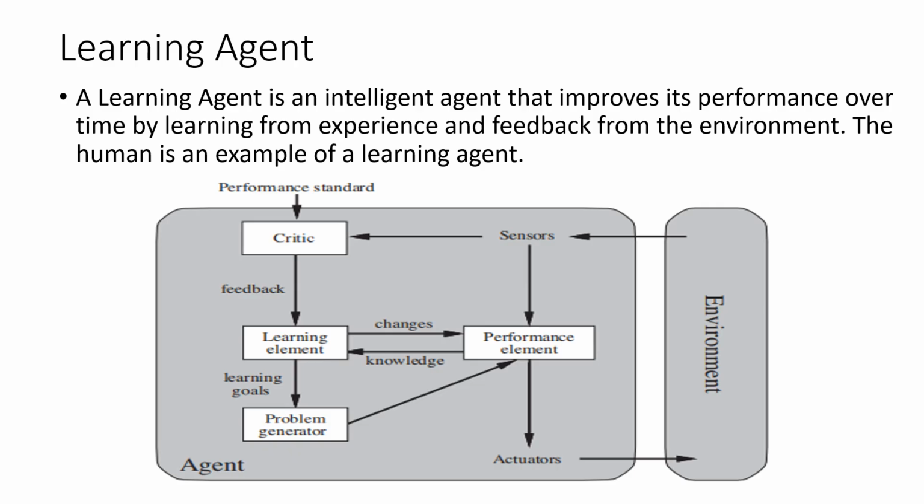And the next one is the problem generator, which suggests new actions or exploratory behaviors. If the agent only exploits known actions, learning stops. Exploration helps discover better strategies. For example, trying a new route instead of the usual one. Then, interaction with the environment: sensors receive percepts from the environment, and actuators execute the action chosen by the performance element.